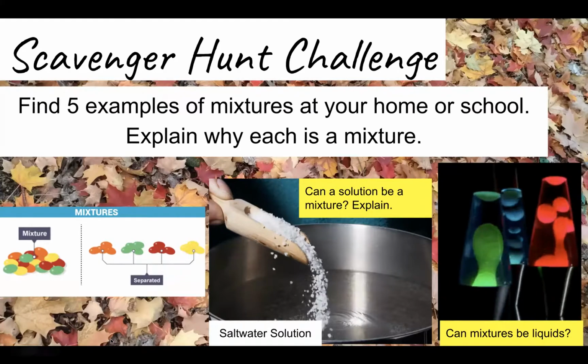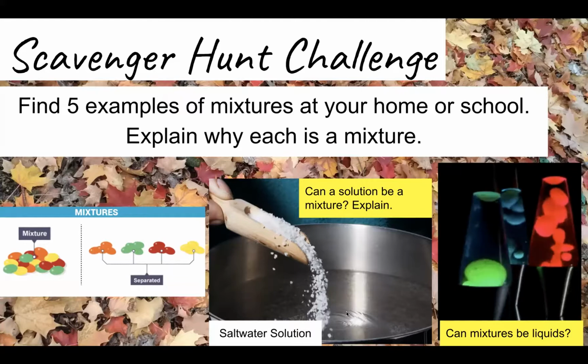I also have a couple of thinking questions. So here's a little picture of a salt water solution. It's simply salt that's been mixed in with water. So can a solution also be a mixture? Try and think about that. And then my other one, here I have some lava lamps that you might have at home.